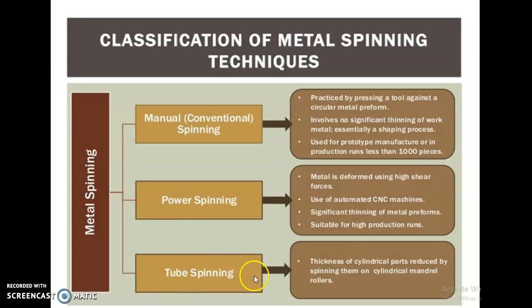So what is tube spinning? The thickness of cylindrical parts is reduced by spinning them on cylindrical mandrel rollers. Thickness can be reduced by using tube spinning.